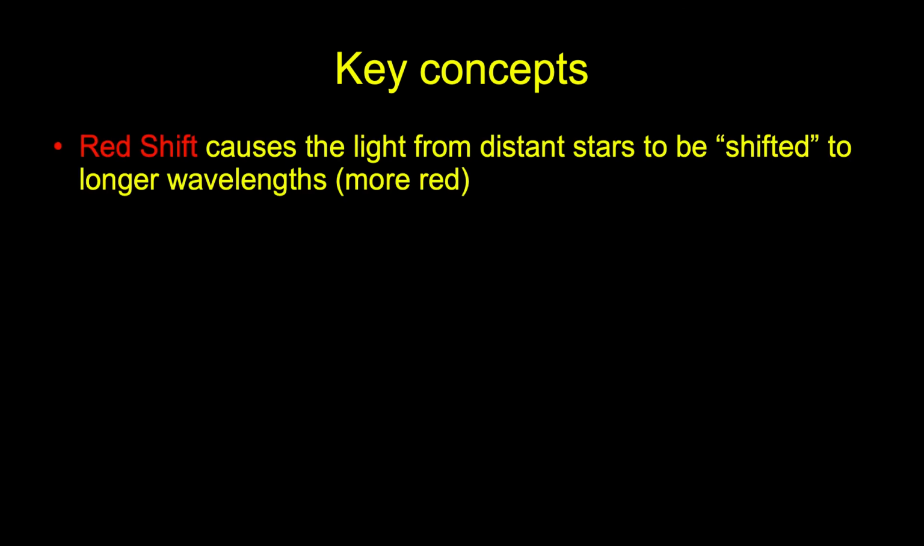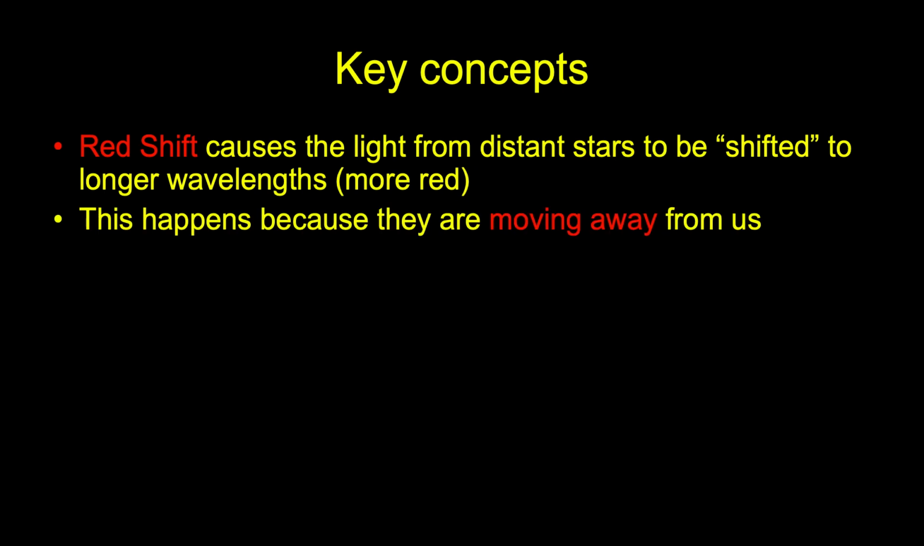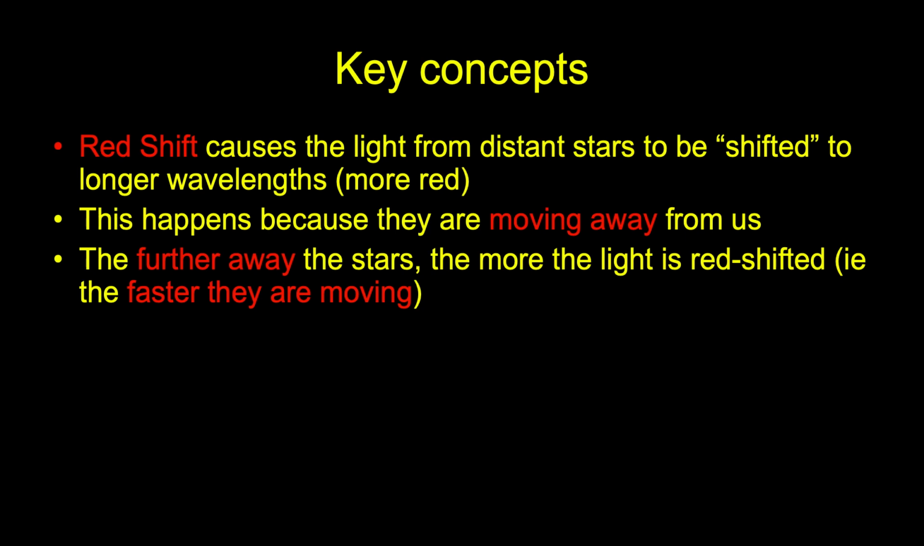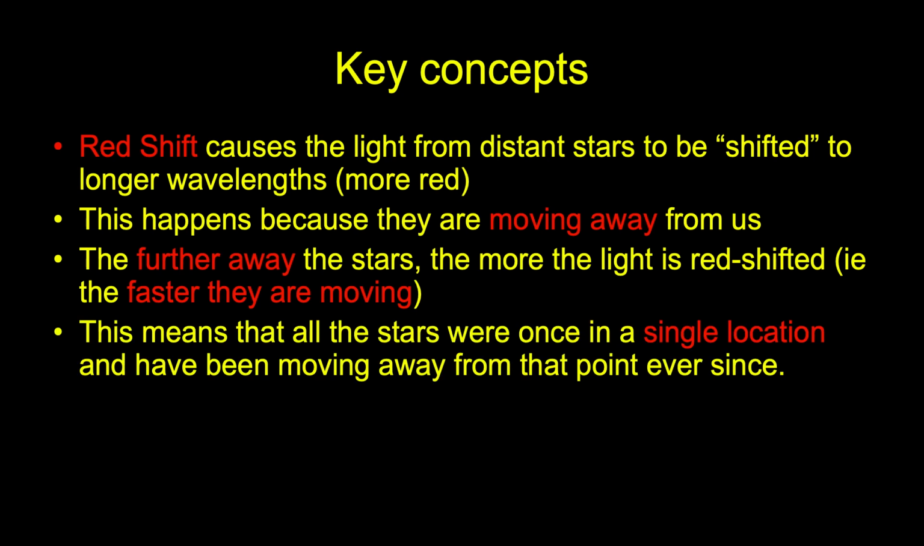So the key concepts for this part of the topic are what redshift is. You need to understand what we mean by redshift, and what does it tell us? It tells us that stars are moving away, and in fact, the further away the stars are, the faster they're moving, the more redshifted the light is from those stars. And the explanation for that is that all the stars once upon a time were at a single location, and that point source, that is the Big Bang.